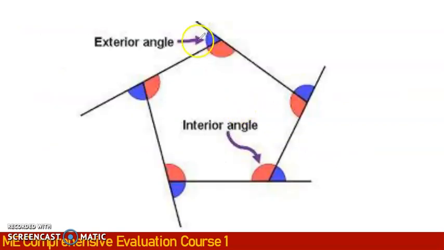So this one is your interior angle, and what you see inside, these are your interior angles. The blue ones are exterior angles, and the inner one is your interior angle. As you can see in the figure, the exterior plus the interior angle should be equal to 180 degrees. So they are a linear pair.